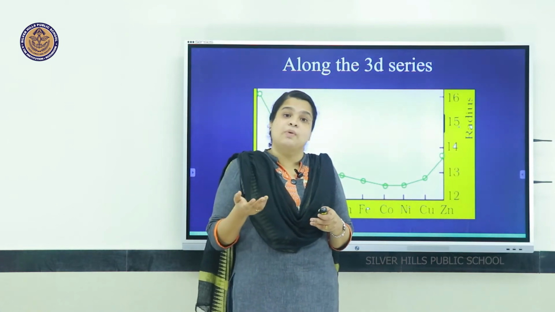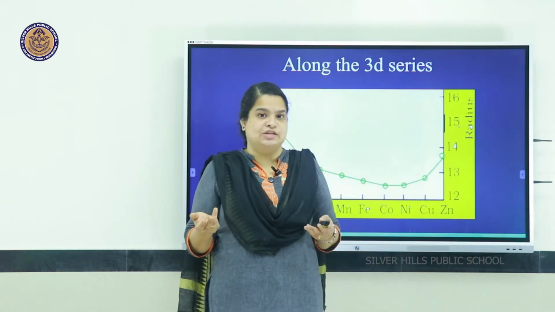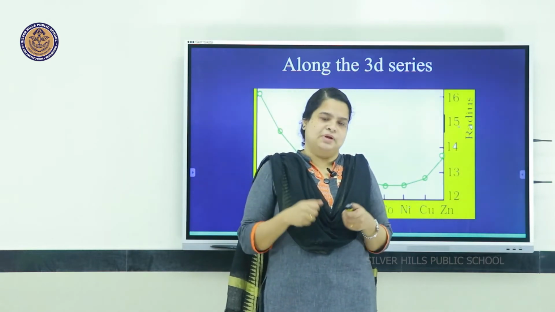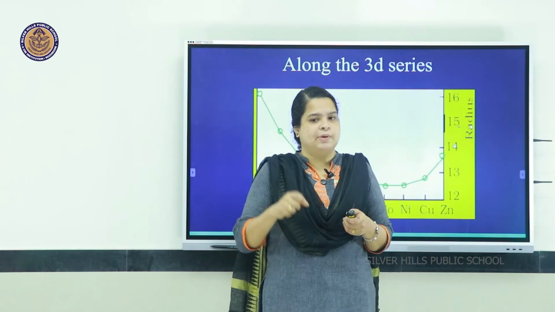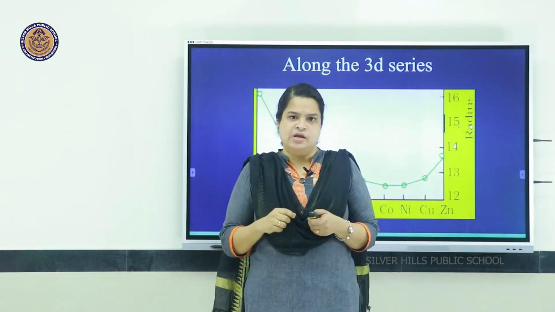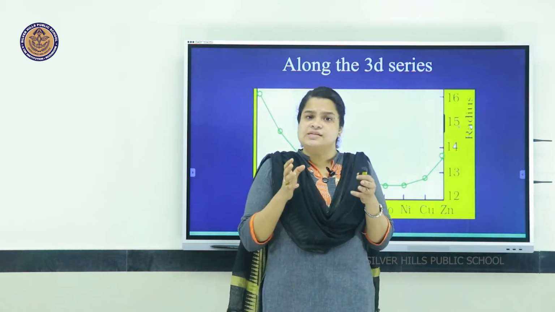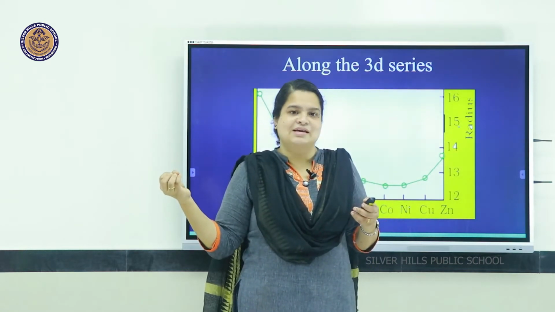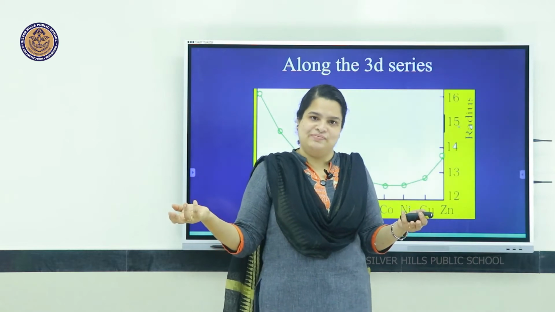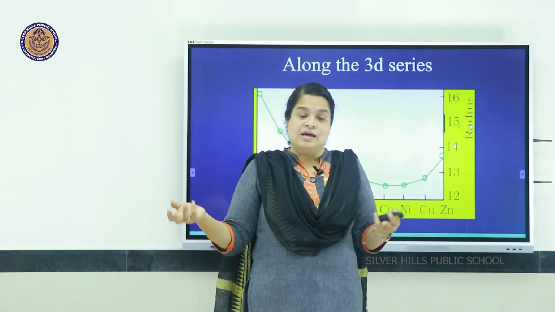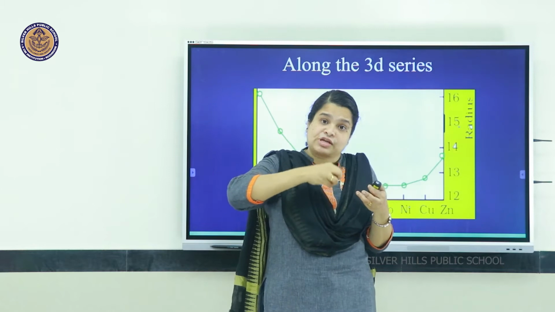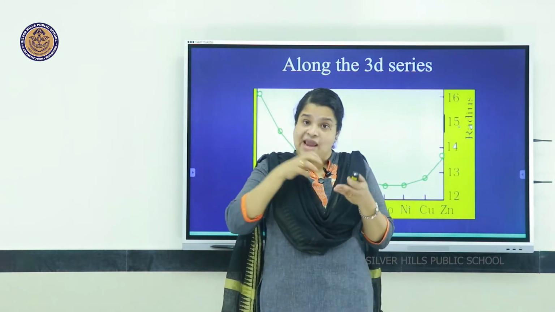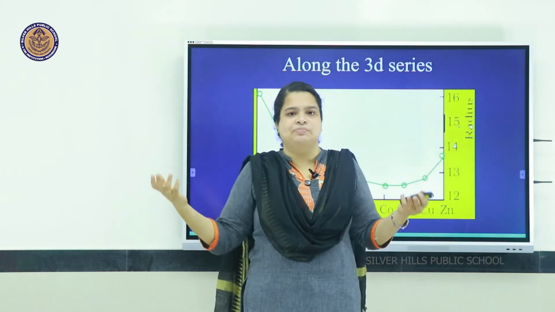Now you might have heard about the terms like first ionization enthalpy, second and third ionization enthalpy. What does it mean? What is ionization enthalpy? It's the energy to take the electron. So from an isolated gaseous atom, if you are taking one electron, what happens to it? It becomes a metal ion, M+. Now again from M+, if you take one more electron, it becomes M2+. Again, if you take one more, it becomes M3+.